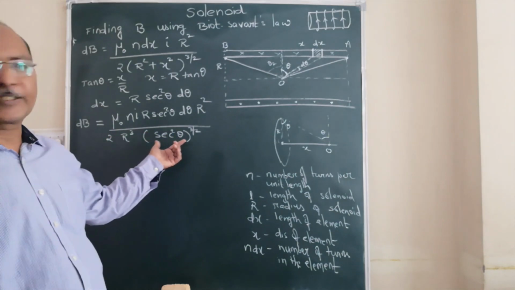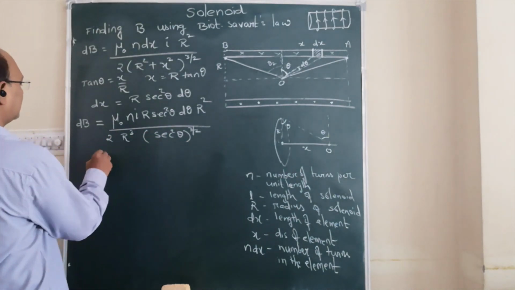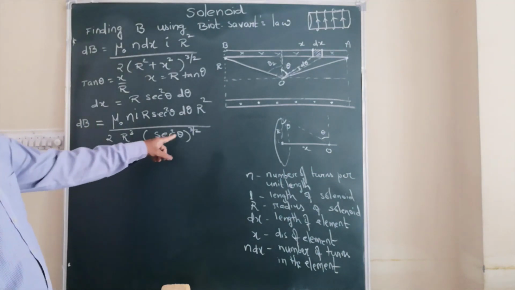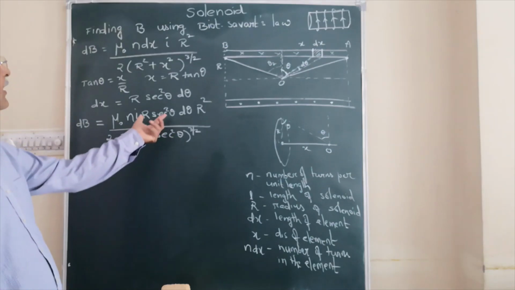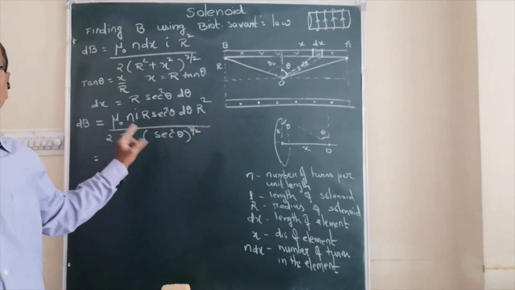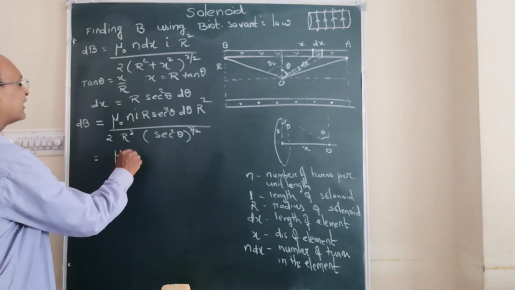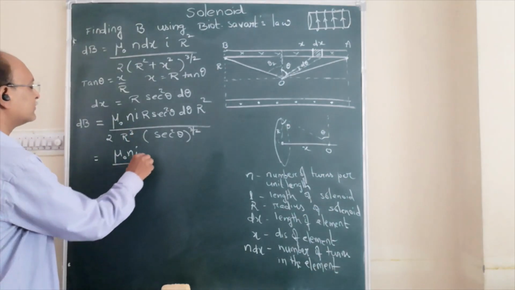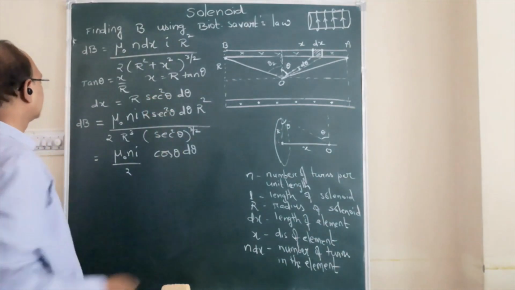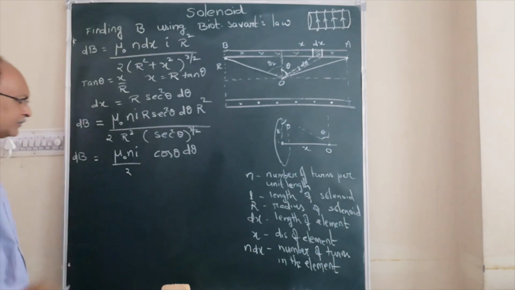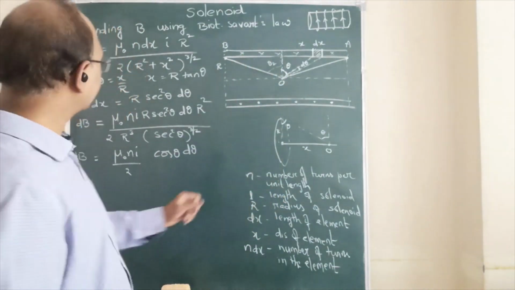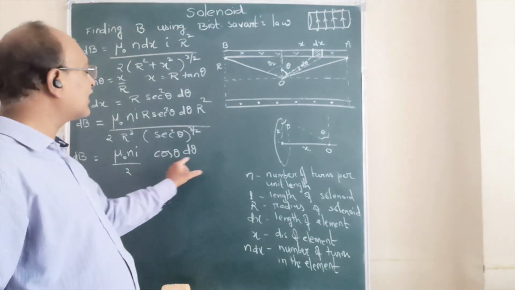So simplifying it, here secant cube theta, here secant square theta, so that will get cancelled. r cube and r cube will get cancelled. So mu naught n I by 2 into cos theta d theta. So that is the value of dB. Due to a small element, we are finding the magnetic field at O. So that's given by mu naught n I by 2 cos theta d theta.